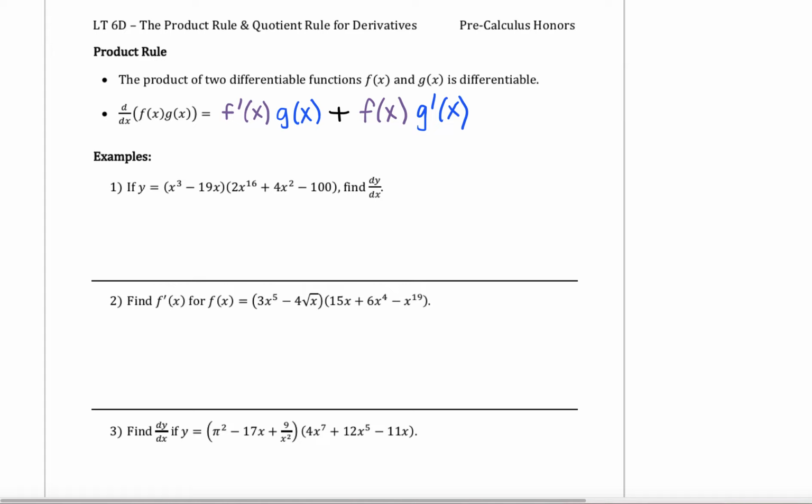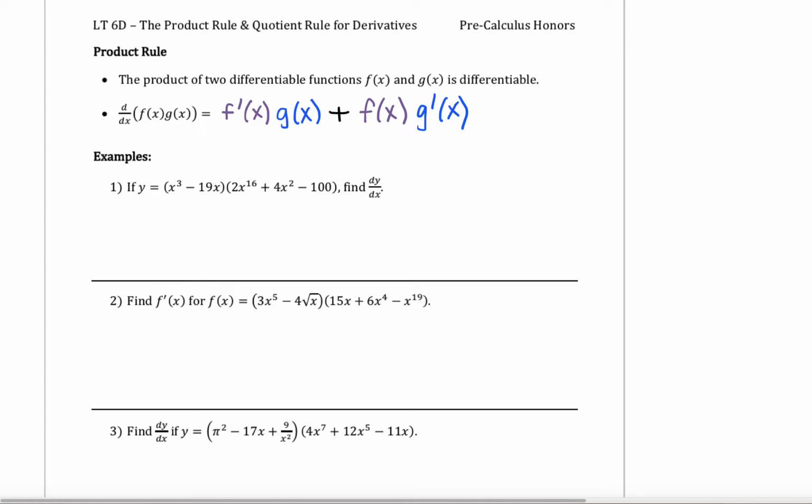Product rule and the quotient rule for derivatives. Let's begin by talking about the product rule. So if we have a product of two differentiable functions, f of x and g of x, then their product is also differentiable. As a reminder, differentiable functions mean a derivative exists.